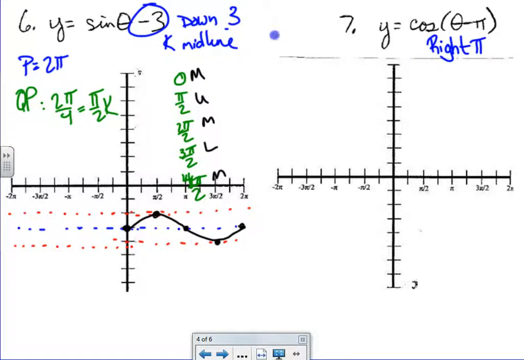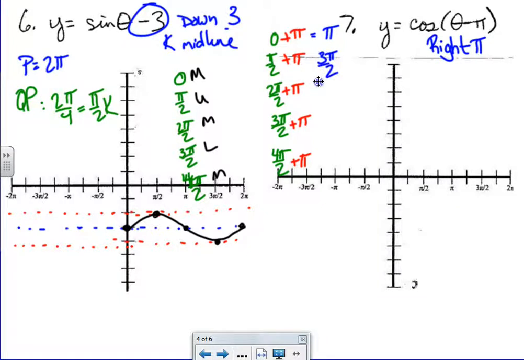However, pi over 2, I'm going to leave it as 2 pi over 2, 3 pi over 2, and 4 pi over 2. If I'm going to shift everything right, that means I need to add a pi to each one of these because my new markings are going to be shifted. It doesn't change my upper, middle, and lower, it just changes where their x value is located. So my new marking is going to start at pi, and then let's see, that's 3 pi over 2. Use your calculator if you're not comfortable with adding the fractions.